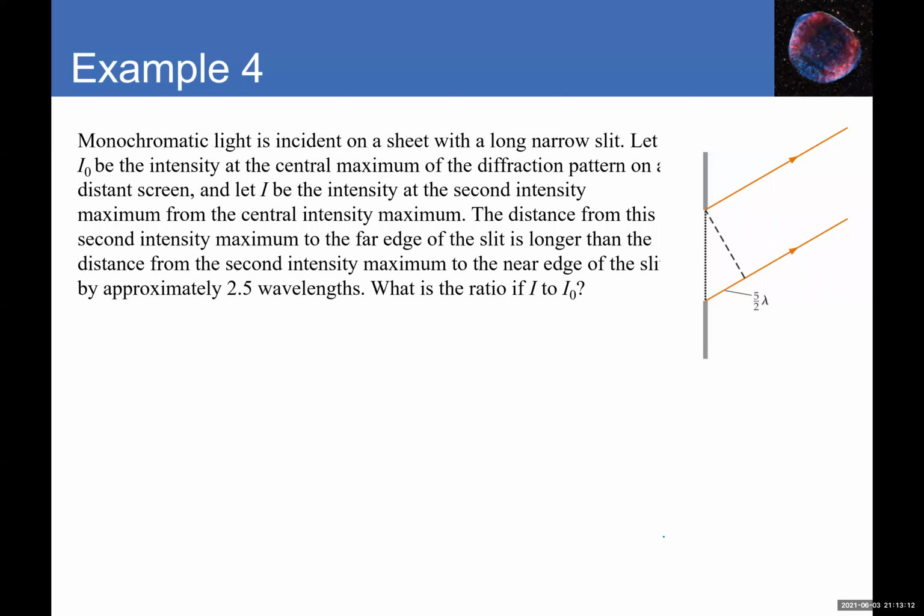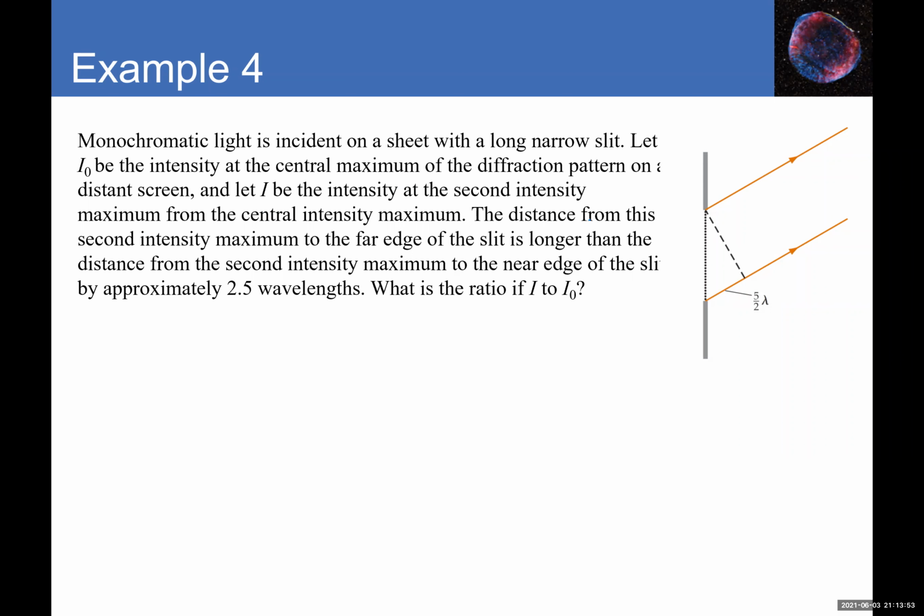All right, here's one more example. A monochromatic light is incident on a sheet with a long narrow slit, and let I naught be the intensity at the central maximum of the diffraction pattern on a distant screen, and let I be the intensity at the second intensity maximum from the central intensity maximum. That means I naught is the intensity at the central maximum, and I is the intensity at the second intensity maximum. So m equals 2 for the second intensity maximum.